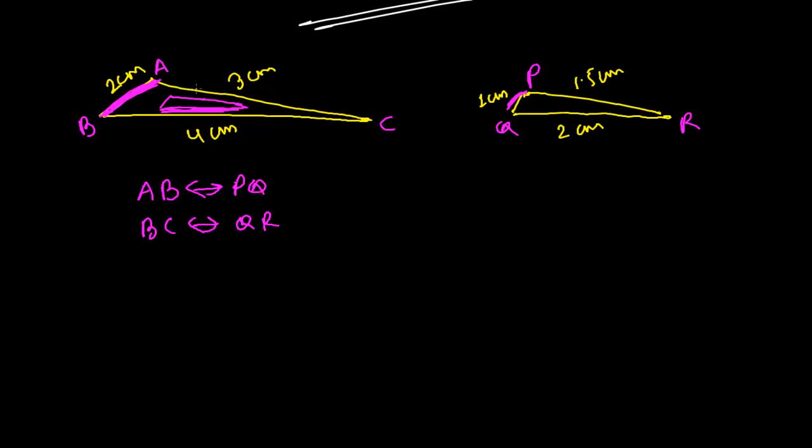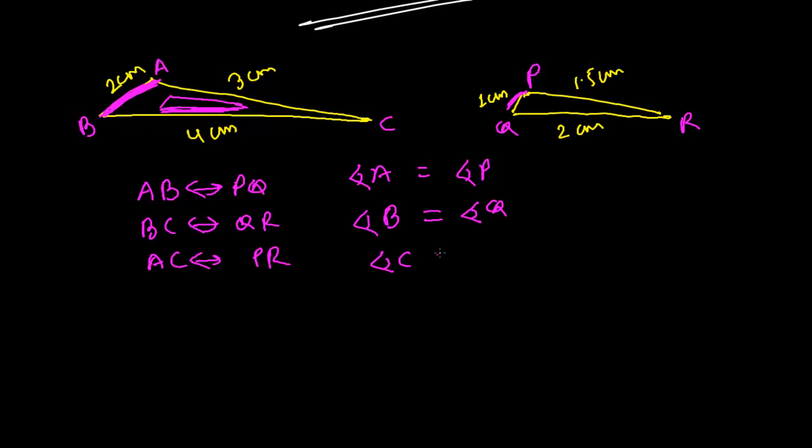Similarly here, if you see AC, this AC is going to correspond with the PR. And if you talk about the angles, then angle A corresponds with angle P, angle B corresponds with angle Q, and angle C corresponds with angle R, right? So here the angles are equal, because I have already said, if these two triangles are similar, then their corresponding sides should be proportional.